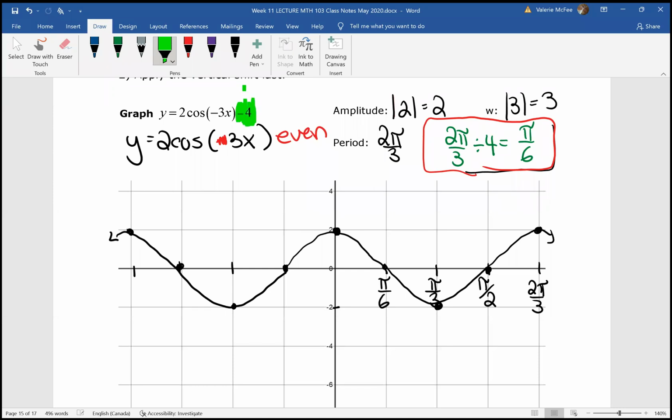So what does this mean? This means that we're going to go down 4 units. Every point on the graph has to go down 4 units. So I see here I'm going up by 2. So if I go down 4, I'm going 1, 2, 3, 4. 1, 2, 3, 4. Same thing all the way along.